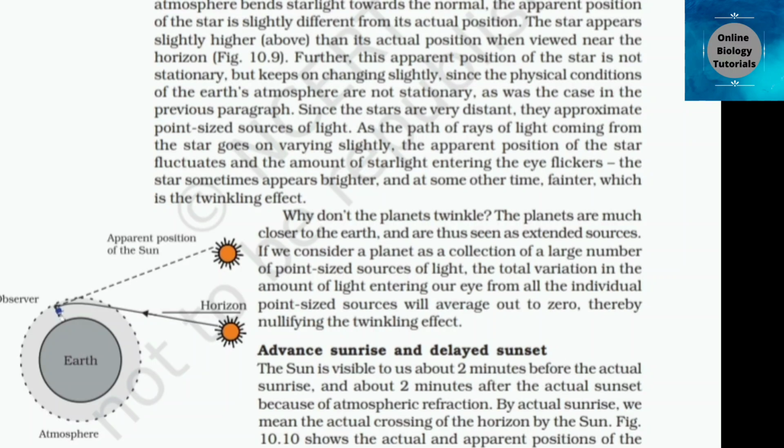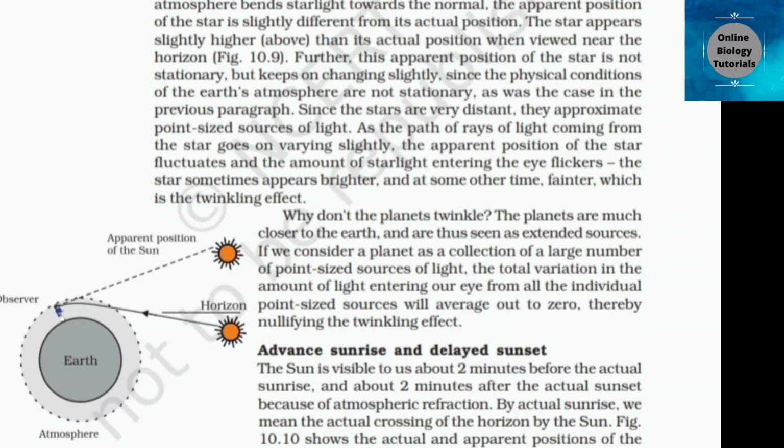Since the stars are very distant, they approximate point-sized sources of light. As the path of rays of light coming from the star goes on varying slightly, the apparent position of the star fluctuates and the amount of starlight entering the eye flickers. The star sometimes appears brighter, and at some other time fainter, which is the twinkling effect. Why don't the planets twinkle? The planets are much closer to the Earth, and are thus seen as extended sources.